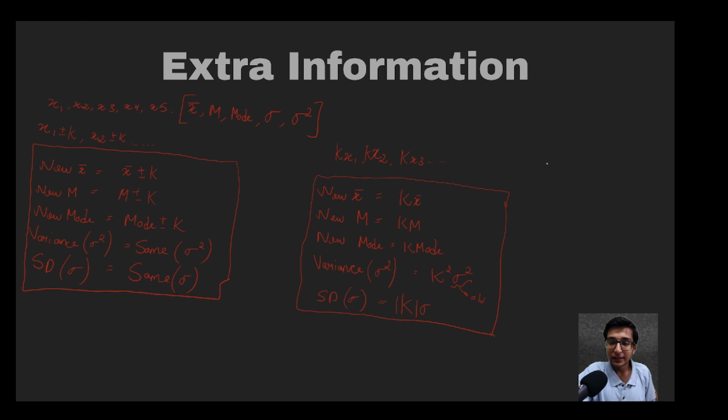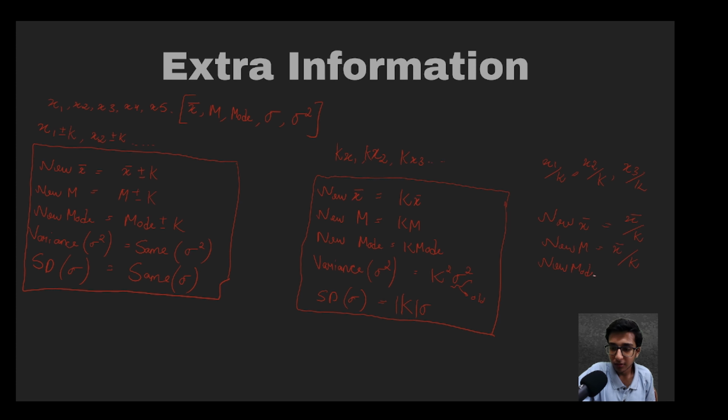Now let's say another case: if I divide each and every term by k, then what would happen to my new mean? This would also be divided by k. Again, the same for the median and the same for the mode.